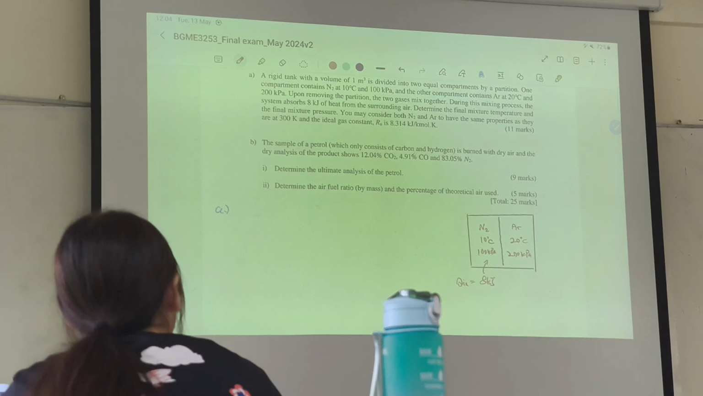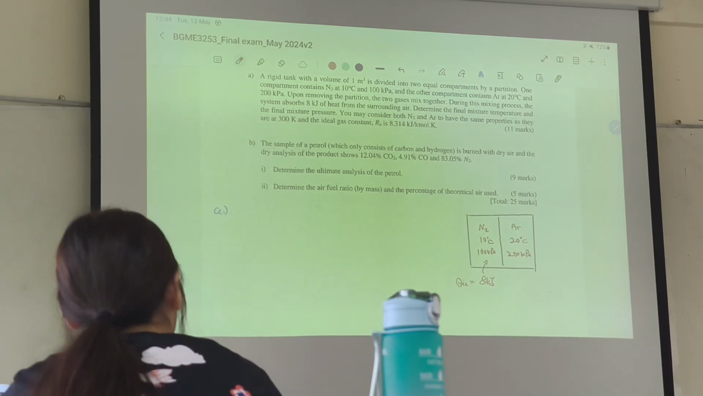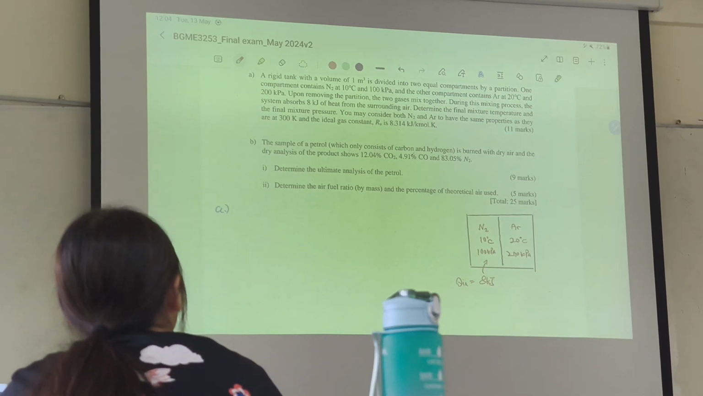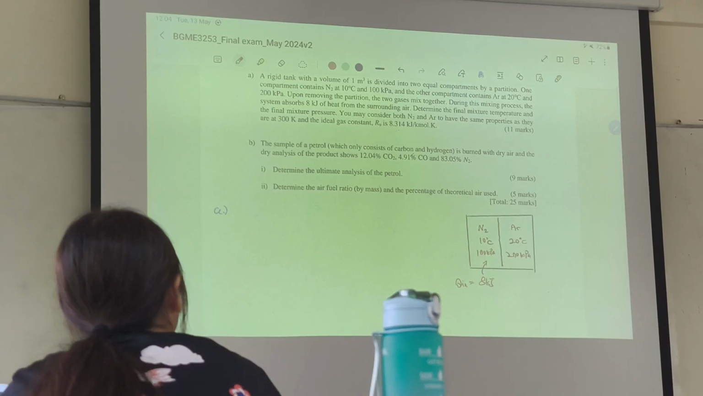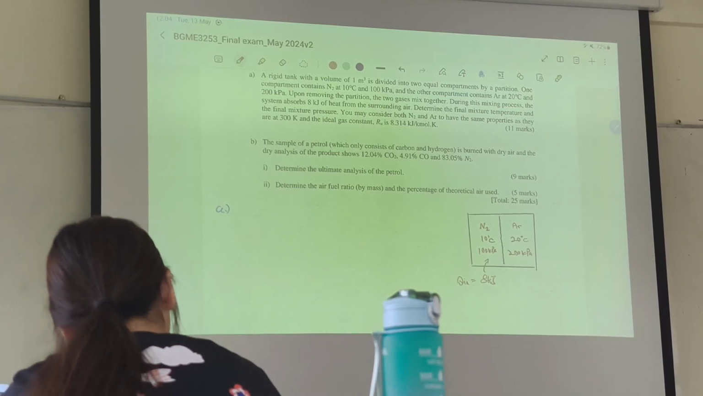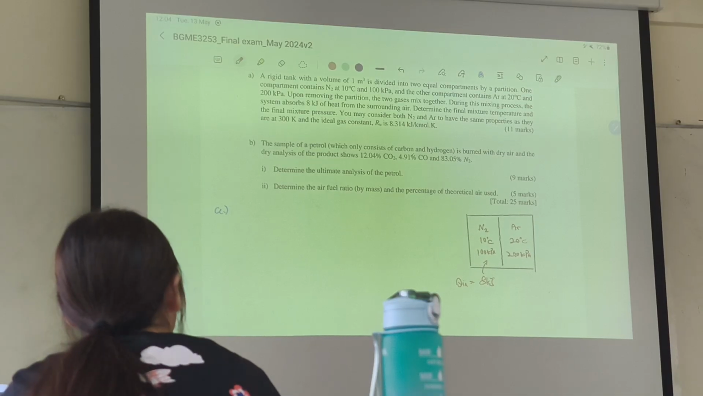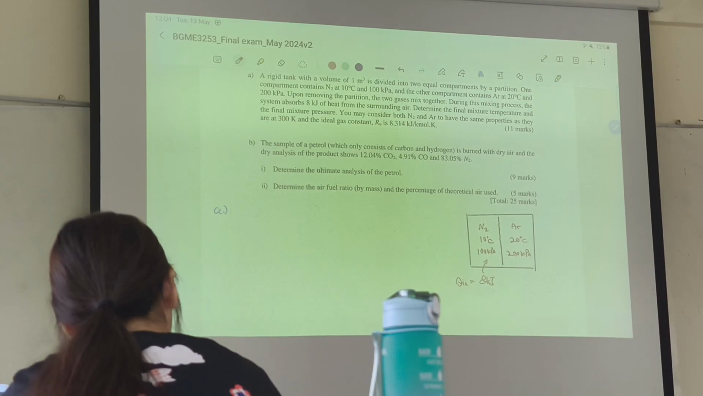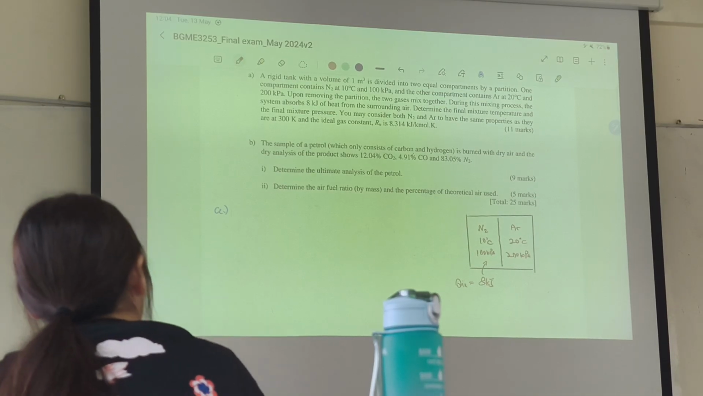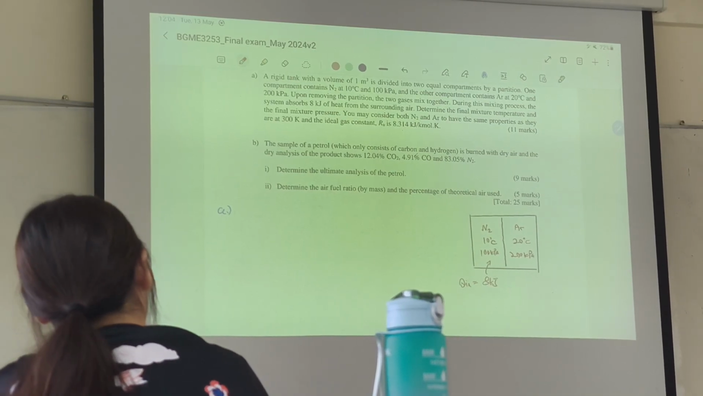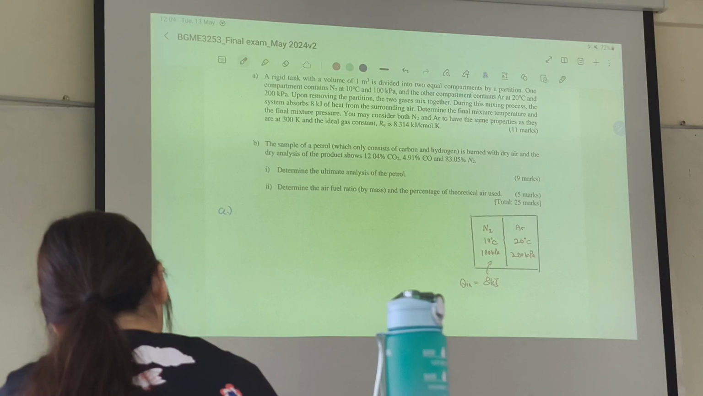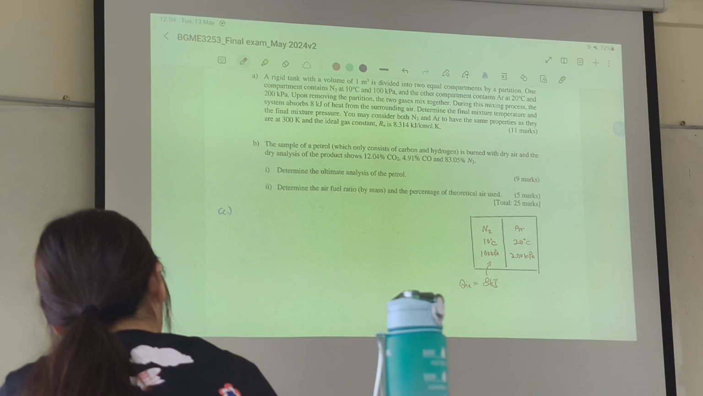You may consider both N2 and Ar to have the same properties as they are at 300 Kelvin, and the universal gas constant R_u is 8.314. So you are given the universal gas constant 8.314. The respective gas properties refer to table A2. Then you can get this question. This question is one of the tutorial questions.